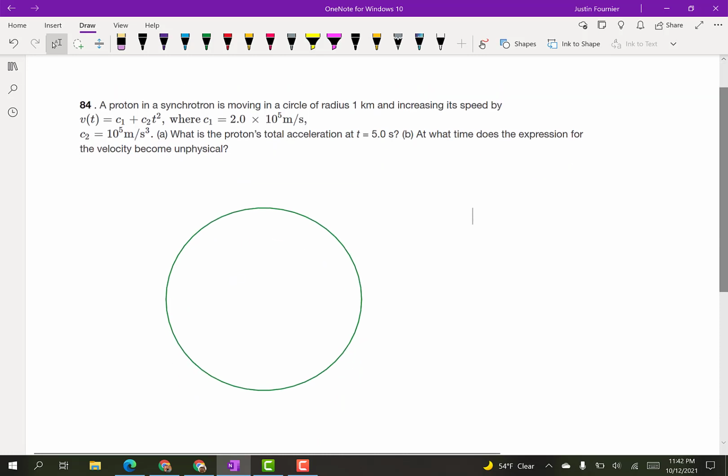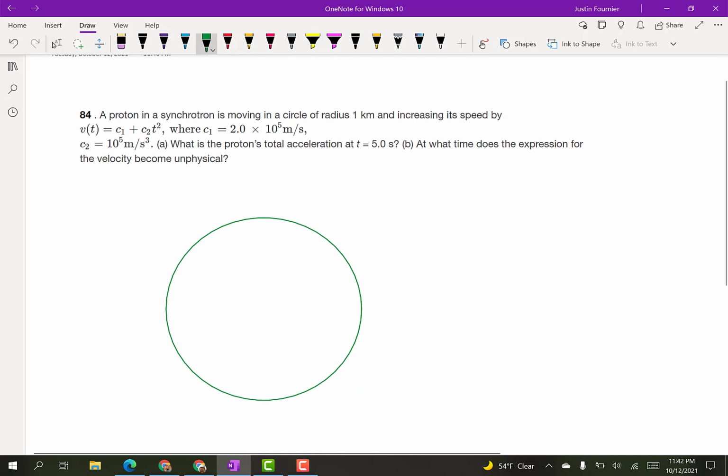So it says a proton in a synchrotron is moving in a circle of a radius 1 kilometer. So that's the radius, it's 1,000 meters, increasing its speed by this equation. So this is a speed equation where they're giving us some constants, C1 and C2. So C1 plus C2 times t squared. The constant C1 is 2 times 10 to the 5 meters per second, and C2 is 10 to the 5 meters per second cubed. So those are just constants to make sure that the units work out.